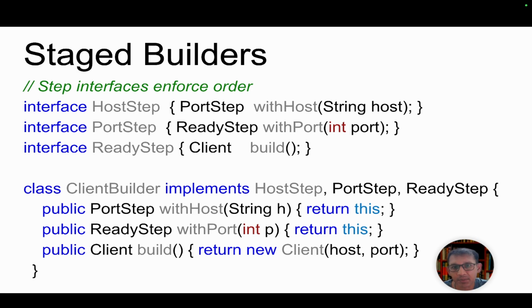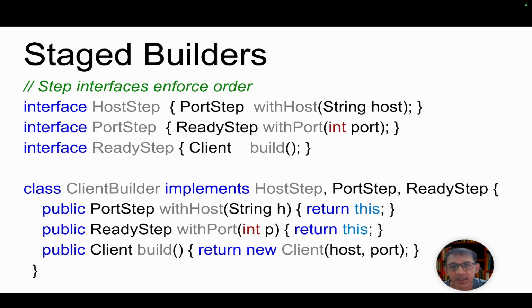In our HTTP client builder example, we are not tracking the state of a single object over time. We are tracking the completeness of information needed to construct a valid object. Each interface represents not a behavioral state, but a knowledge state. Host step means I know we need a host, but don't have one yet. Port step means I have a host, but still need a port. And ready step means I have all the required information and can build the final object.